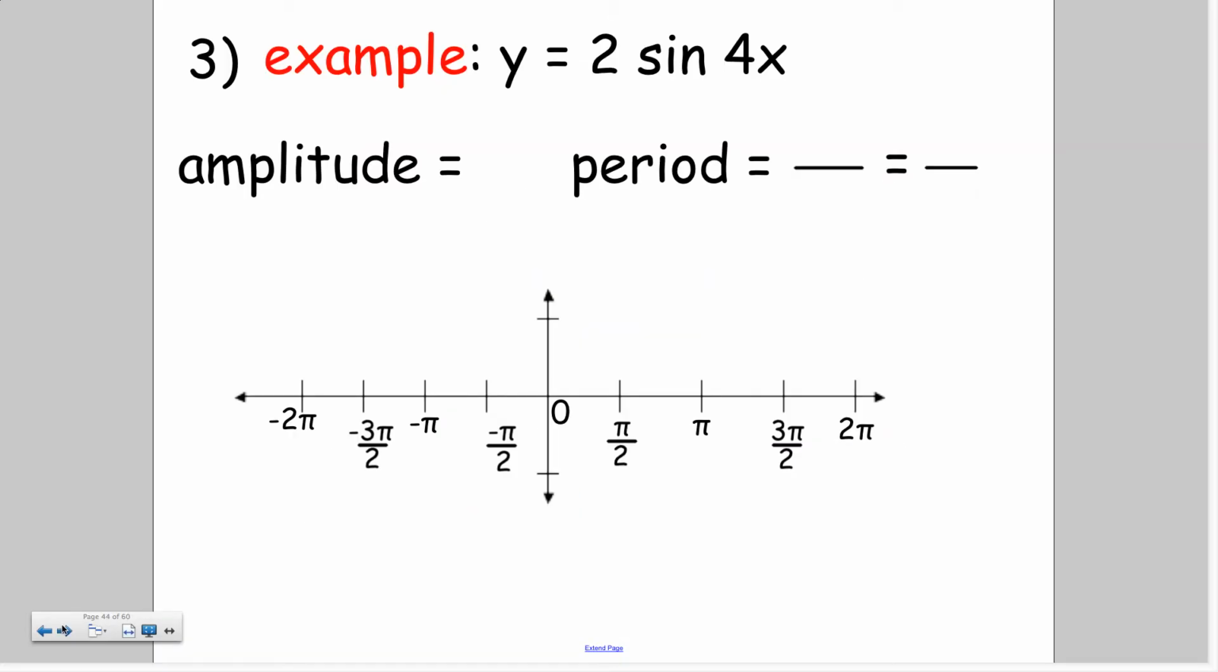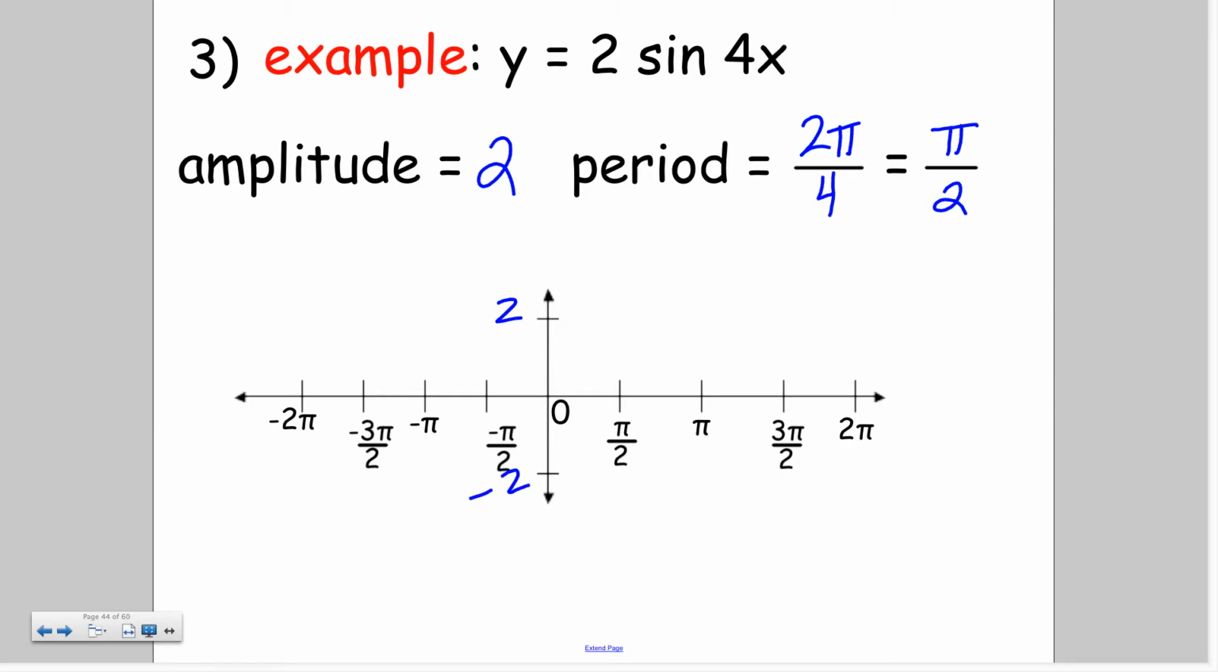Alright, number 3. Your amplitude is in the front, so 2. Period is 2 pi over b, which is 4. So pi over 2. Remember, simplify. Alright, so the height is at 2.